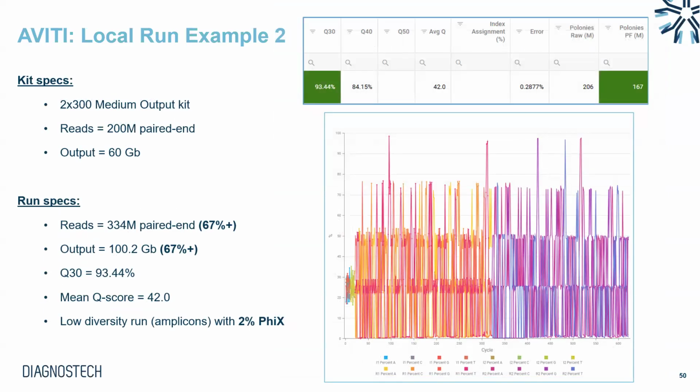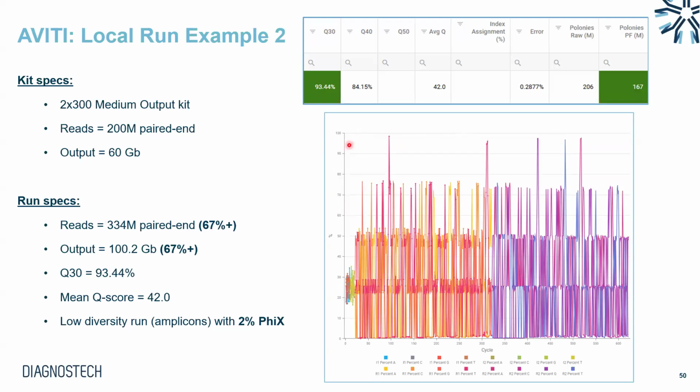This next case is another example from a customer in South Africa. It's a low diversity library. And what we can see in this graph over here is the nucleotide composition throughout the cycles of the run. So we have some base calls that are almost 100%, meaning that every base at that cycle is the exact same nucleotide. And a lot of NGS sequencers really struggle with this, as you're flooding the flow cell with the same color. But AVITI's chemistry handles this really well. And I'll get into why just now.